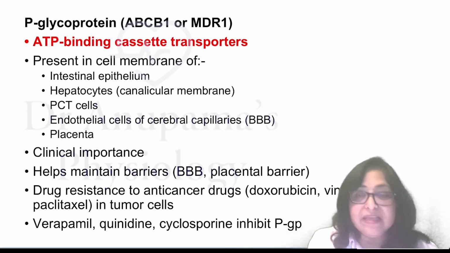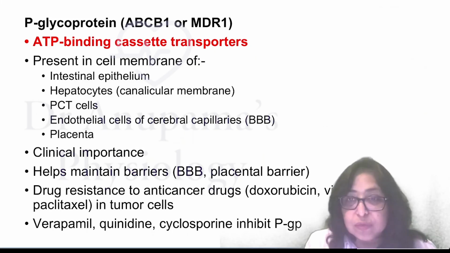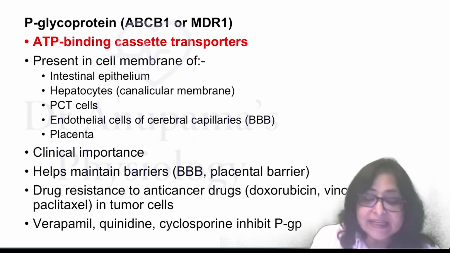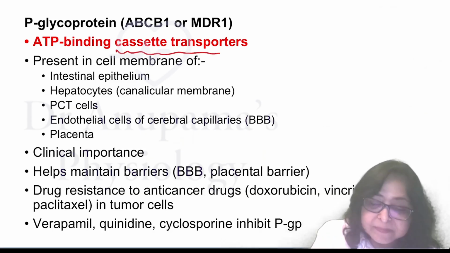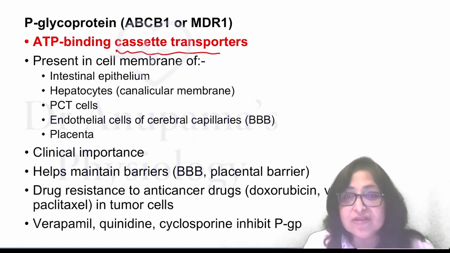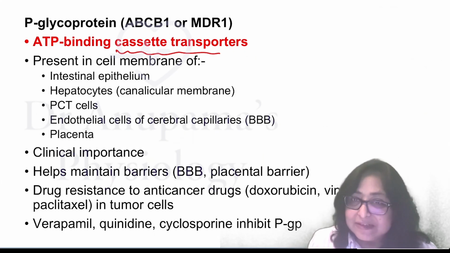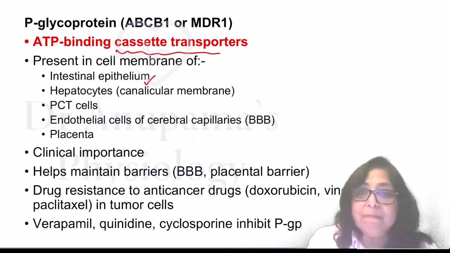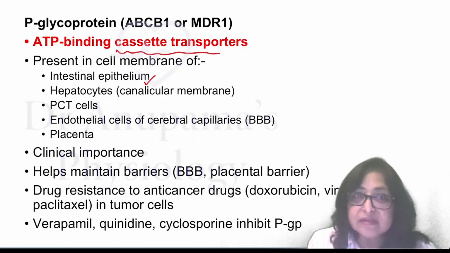Now, where are these P-glycoproteins present? What are these? Now, P-glycoprotein is an example of ATP binding cassette transporters. It is also known as ABCB1 or MDR1, multi-drug resistant protein 1. Now, where is it present? It is present in the intestinal epithelial cells. It pumps the drugs back into the intestinal lumen.